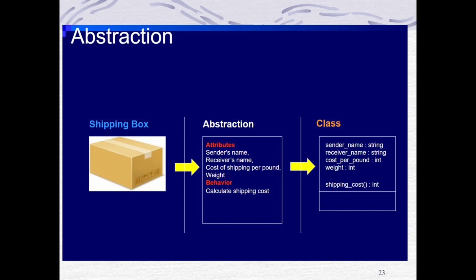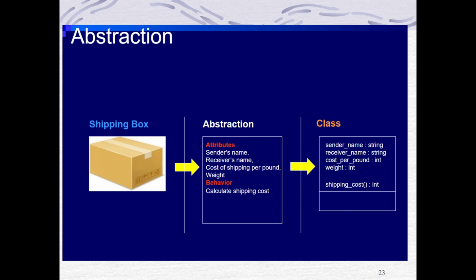For example, in the shipping box, the abstraction is the attributes sender's name and receiver name, cost of shipping and weight, and we are going to calculate the shipping cost. We don't know what the product inside that box is. Okay, right. So that is what abstraction means. So the class contains only sender's name and receiver's name and cost.